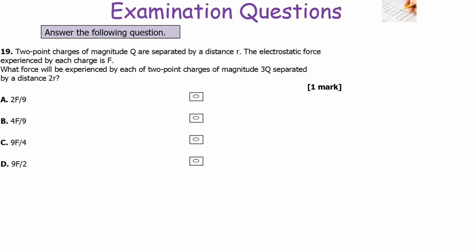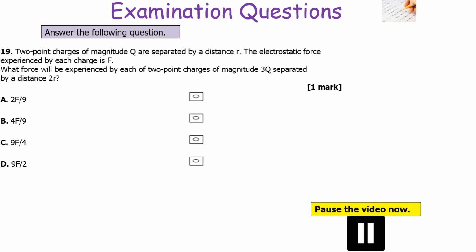The next question says, 2 point charges of magnitude Q are separated by a distance r. The electrostatic force experienced by each charge is F. What force will be experienced by each of the 2 point charges of magnitude 3Q separated by a distance of 2r?